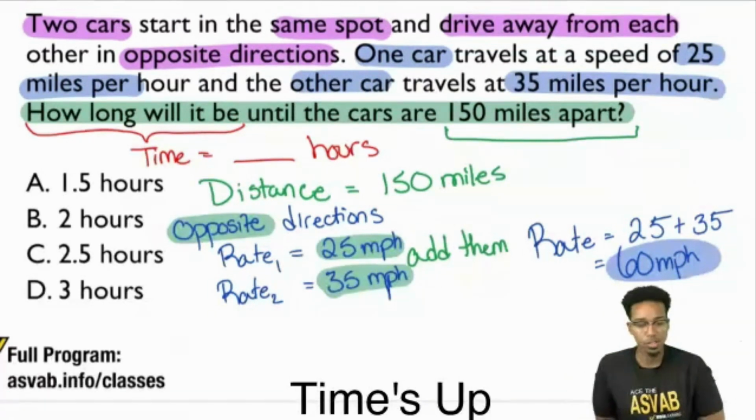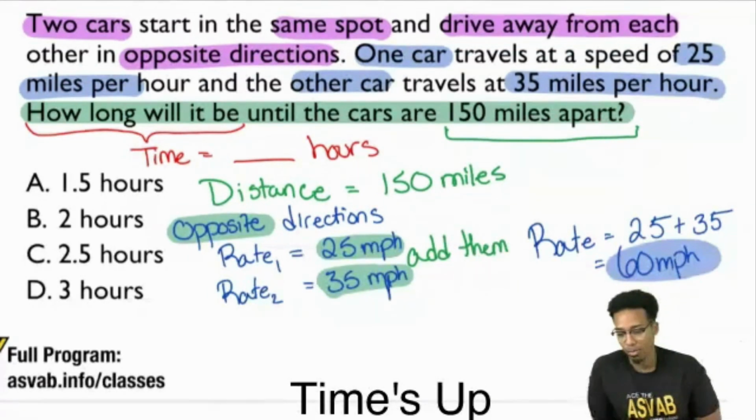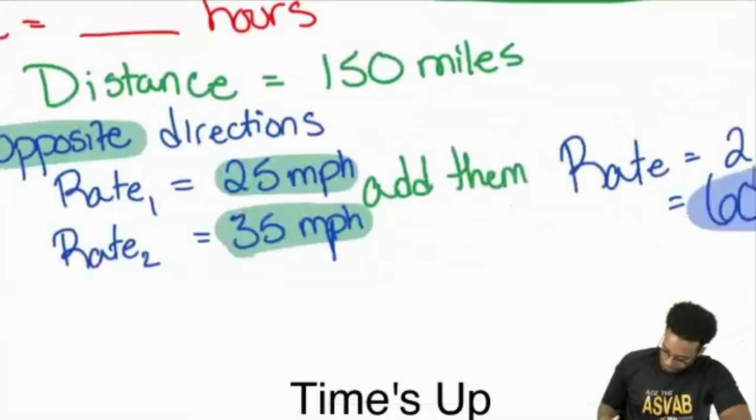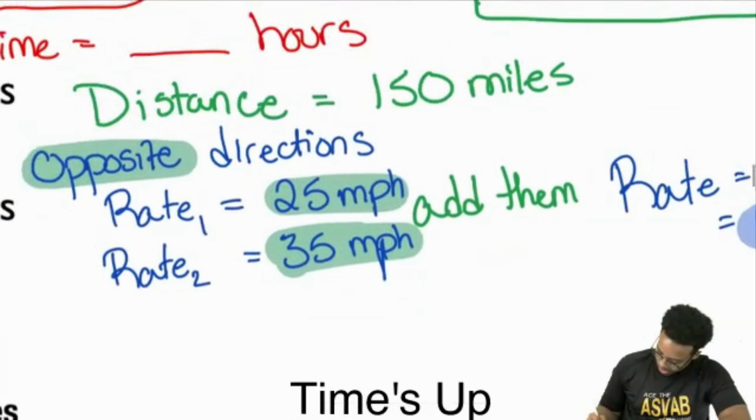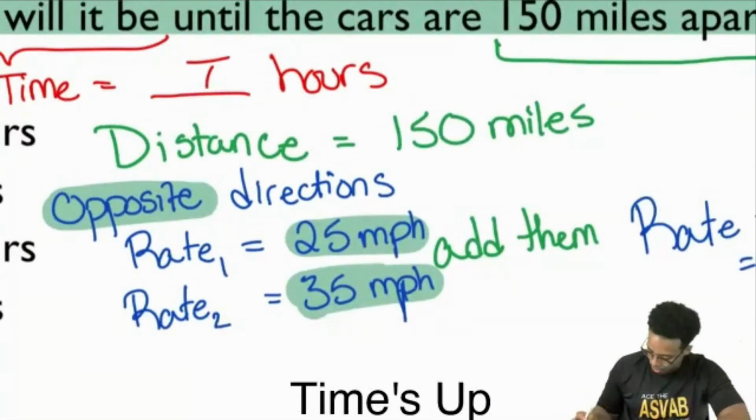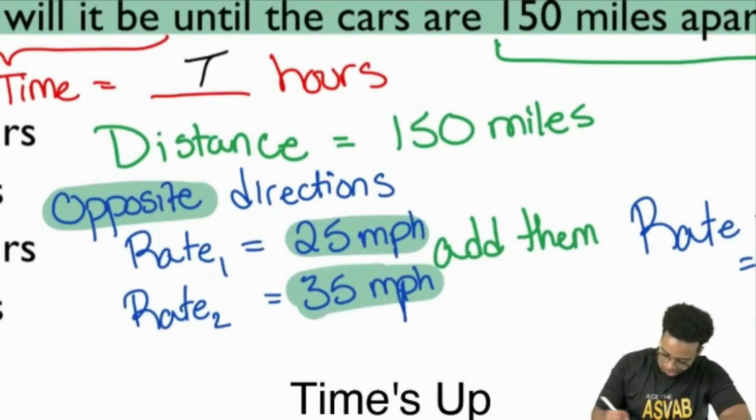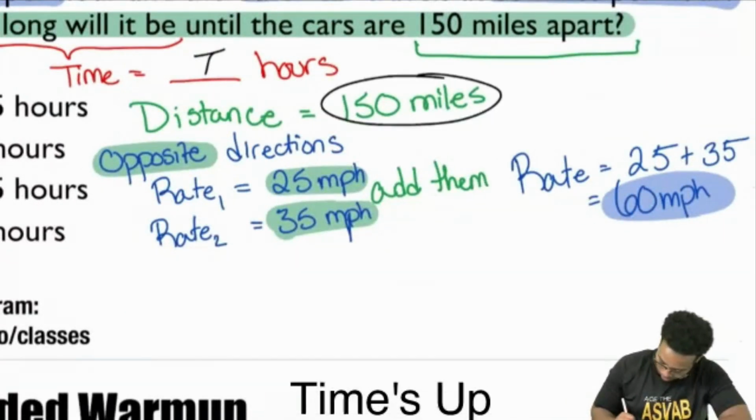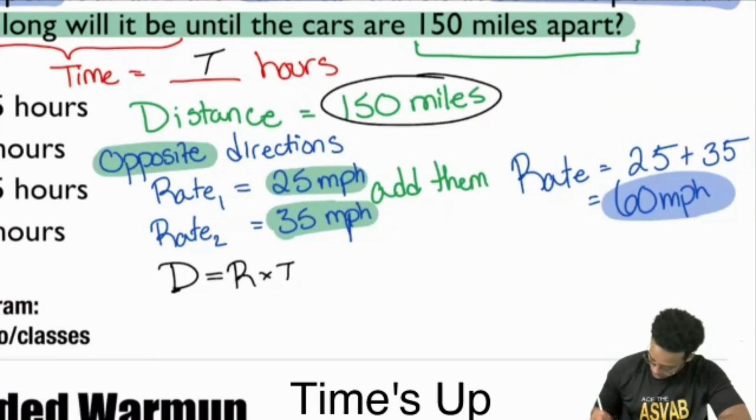Yes, if they start talking about objects going in opposite directions, you know that you're going to have to add some rates or add distances. Absolutely. So there we are. With that said, we are going to be looking for that time. So let me just put T for time, T hours. Let's go ahead and get to it here. My distance is 150.